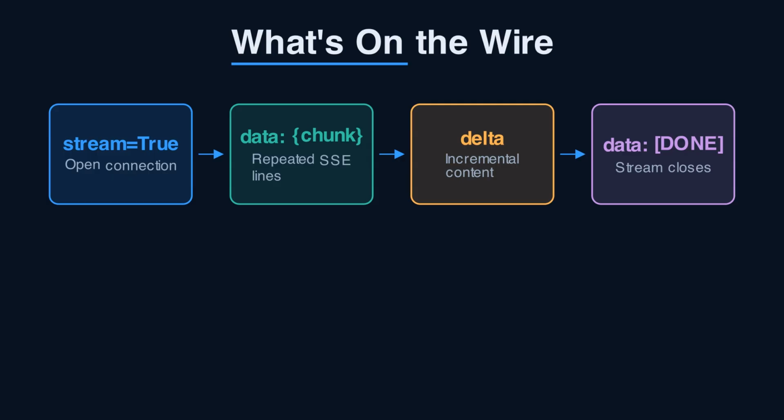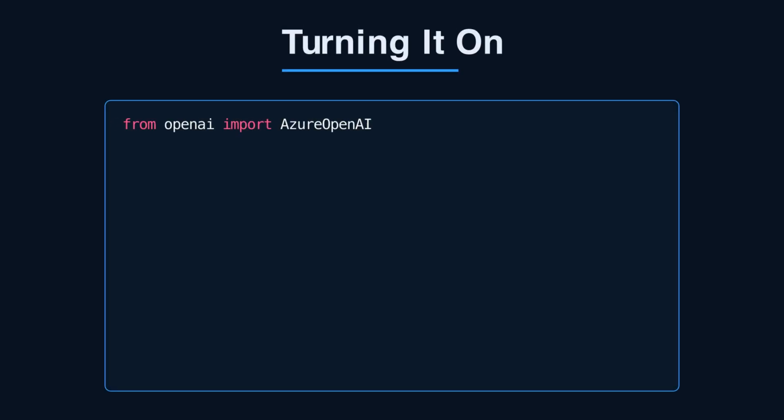The Python SDK hides this framing from you and hands back an iterator of typed chunk objects. But knowing it's SSE explains the proxy, buffering, and timeout behavior we'll hit later. Here's the minimal synchronous version.